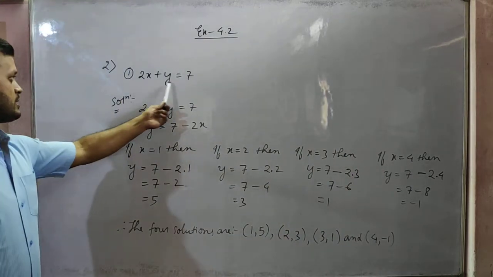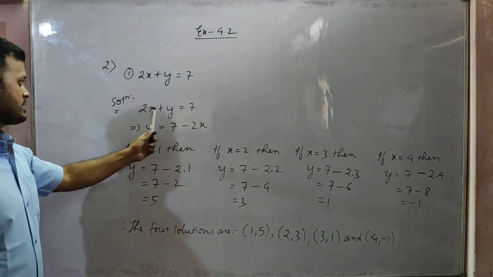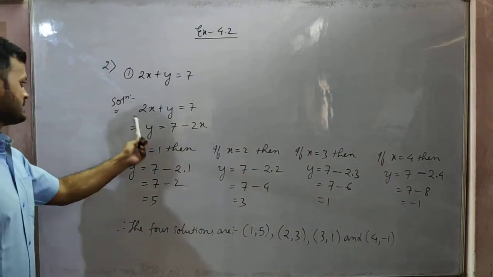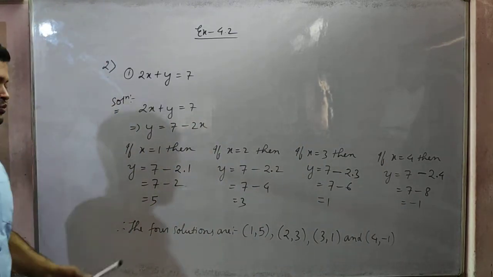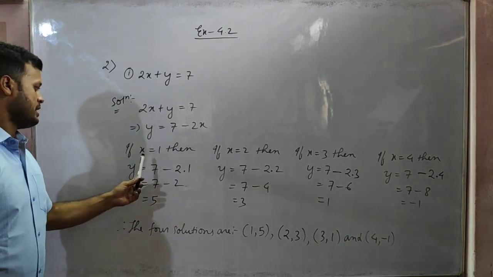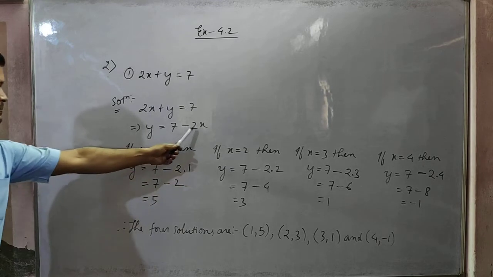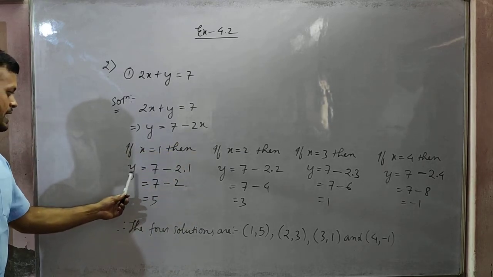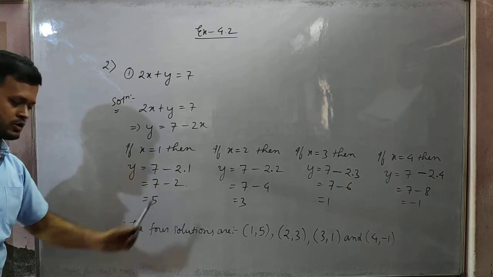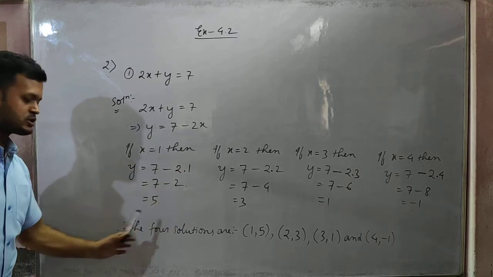So 2x plus y is equal to 7 is there. We have to find 4 solutions. So y is equal to 7 minus 2x. One by one we start putting the values. So if x is equal to 1, in place of x we will put 1. Then y is equal to 7 minus 2x, so you will write 2 into 1. 2 into 1 is how much? 2. So 7 minus 2 is 5.